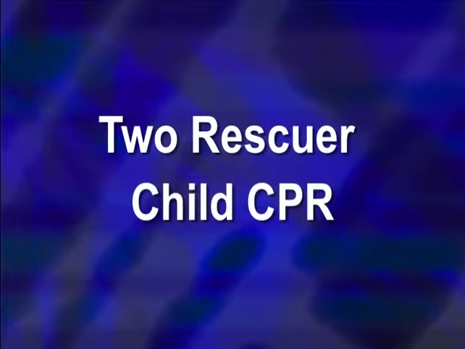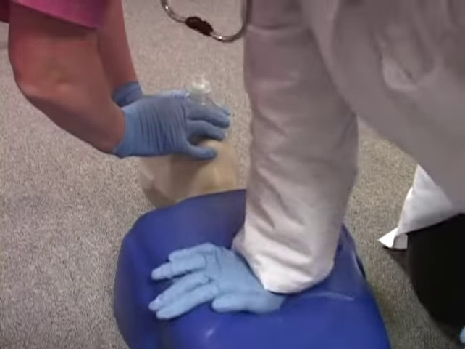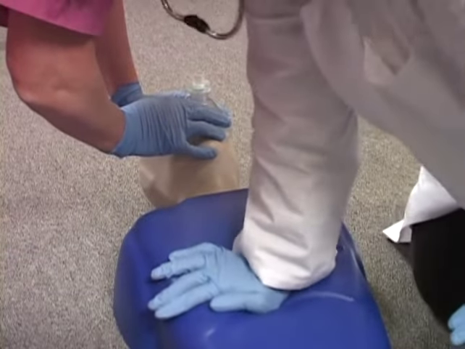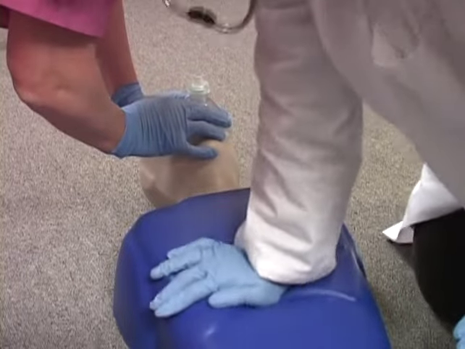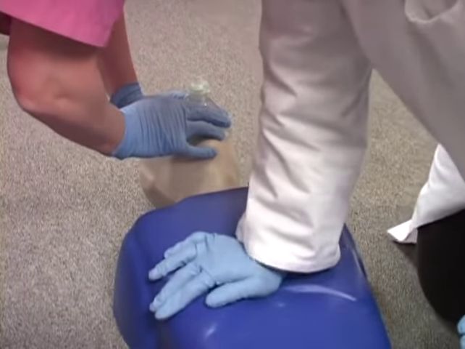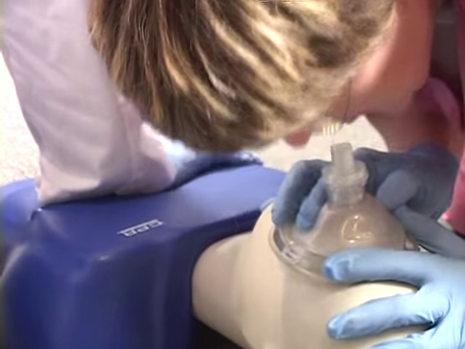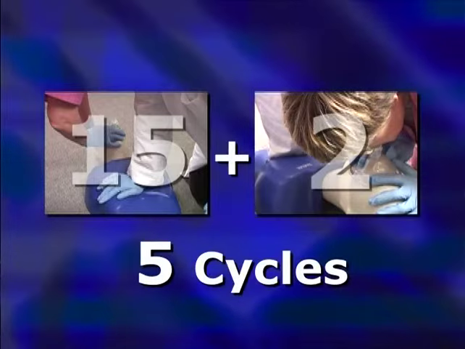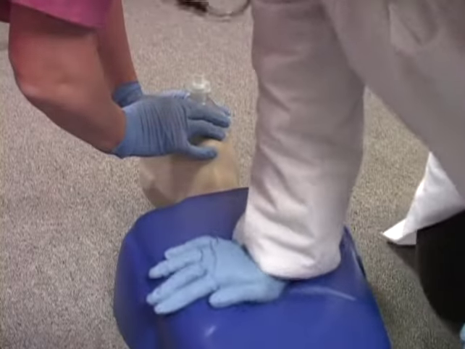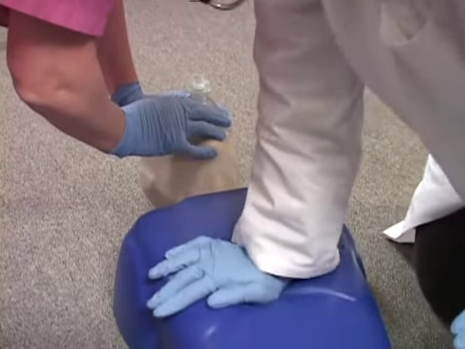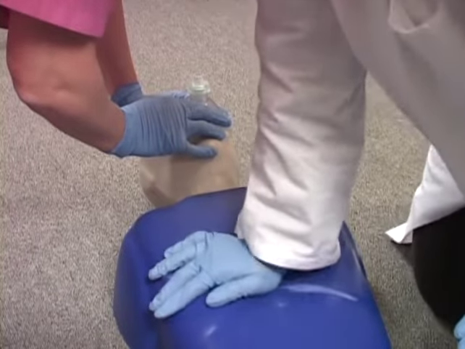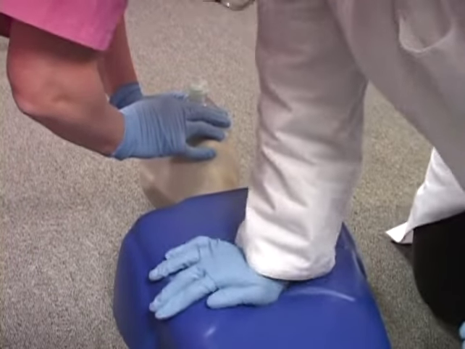For 2 rescuer child CPR, give 15 compressions at a rate of at least 100 compressions per minute. Give 2 slow breaths. Continue 15 compressions and 2 breaths for 5 cycles. Switch roles every 5 cycles to maintain quality of CPR. Repeat until help arrives.